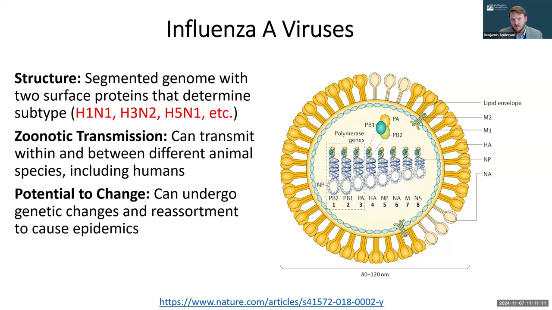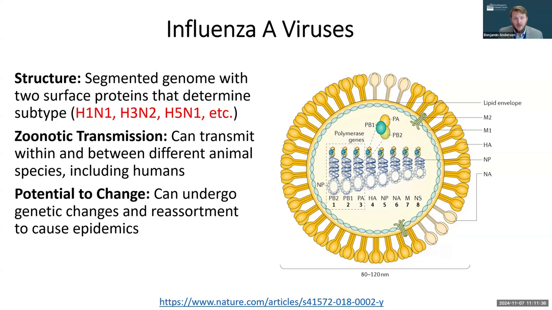It's what codes for all of the proteins that are going to actually make that virus form and function. And in the case of influenza A viruses, they have what we call a segmented genome. And that means they have, in the case of the flu A, 8 gene segments. And that's different than other viruses that have one complete genome.